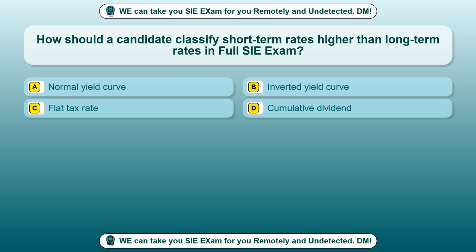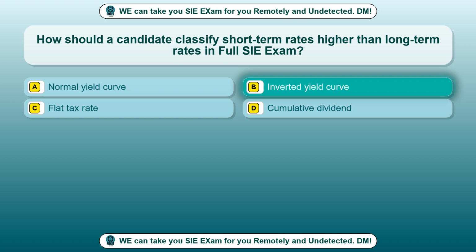Question 15. How should a candidate classify short-term rates higher than long-term rates in full SIE exam? Option A, normal yield curve. Option B, inverted yield curve. Option C, flat tax rate. Option D, cumulative dividend. The correct answer is option B, inverted yield curve.